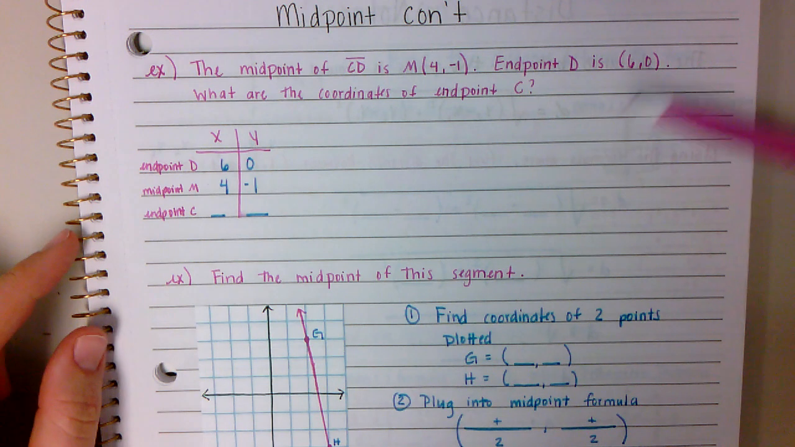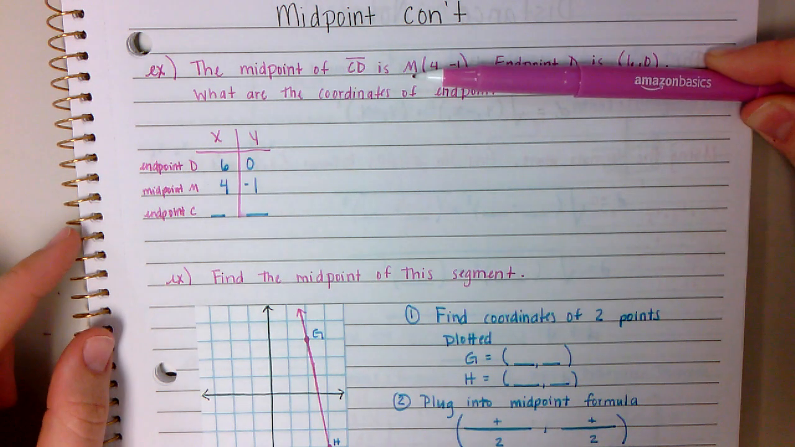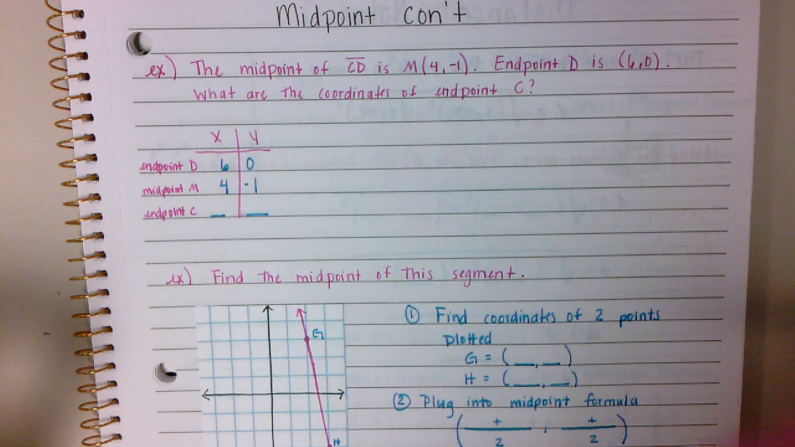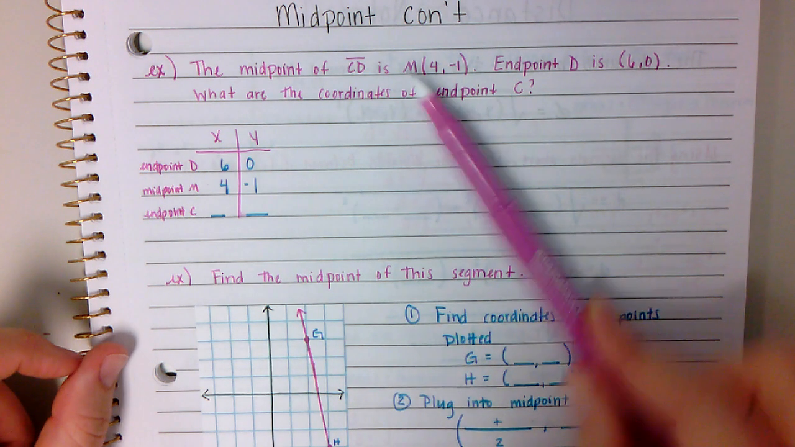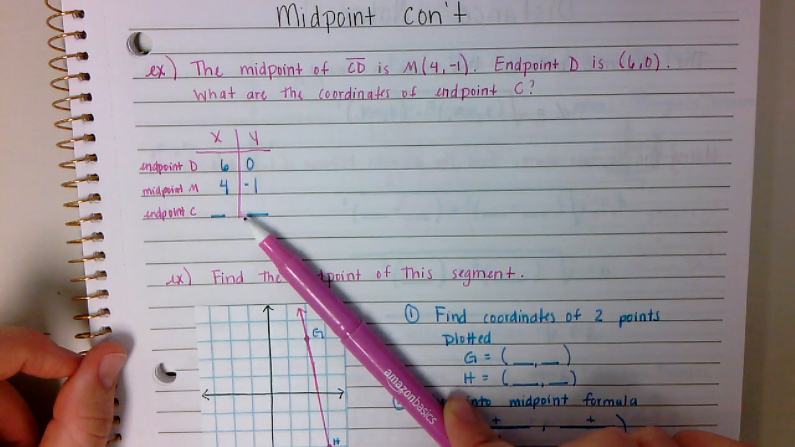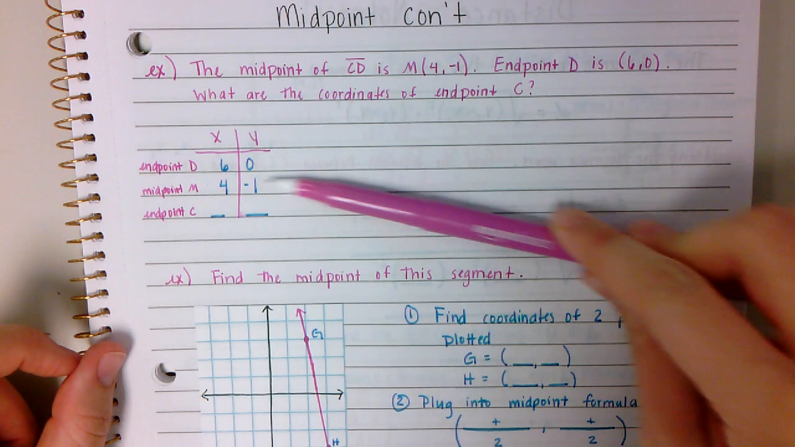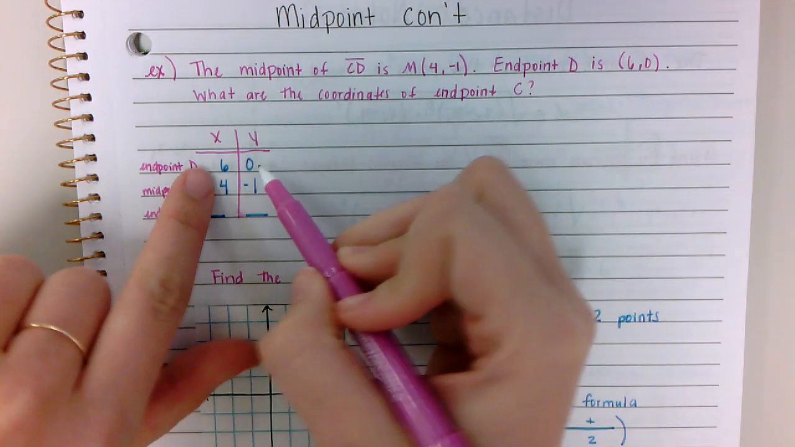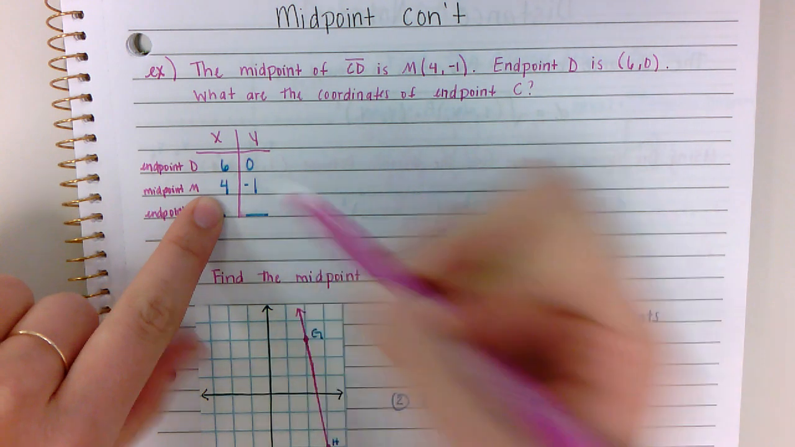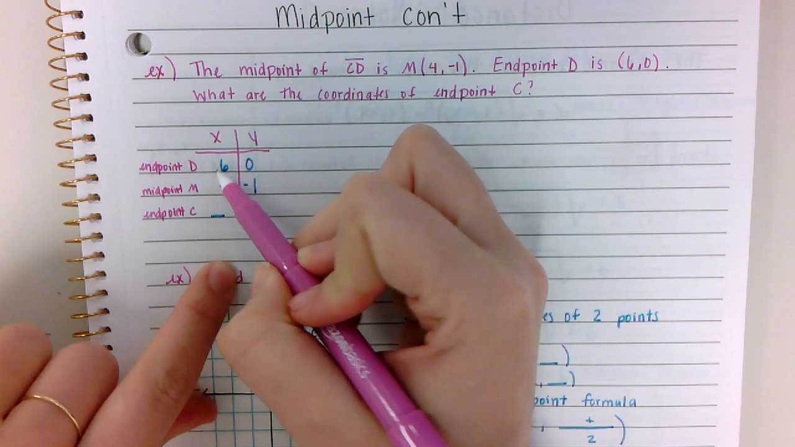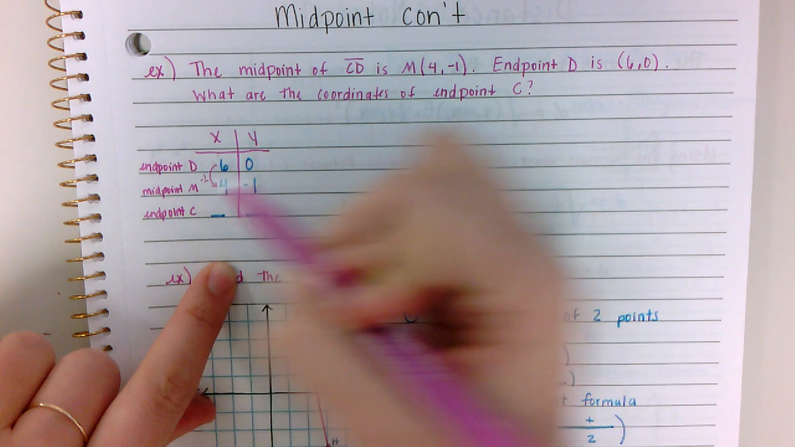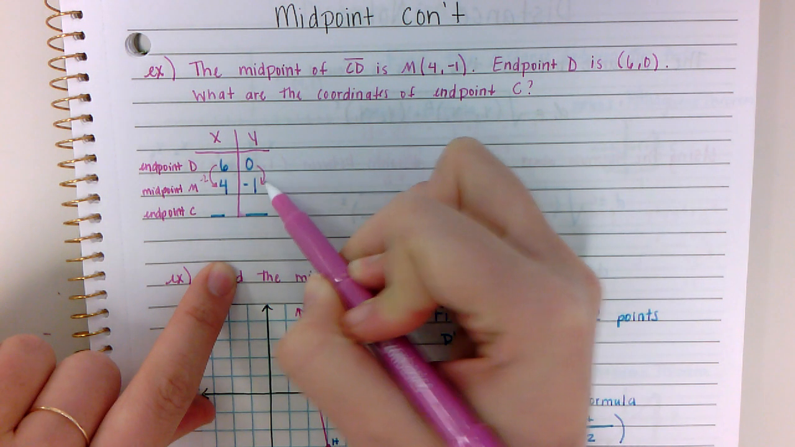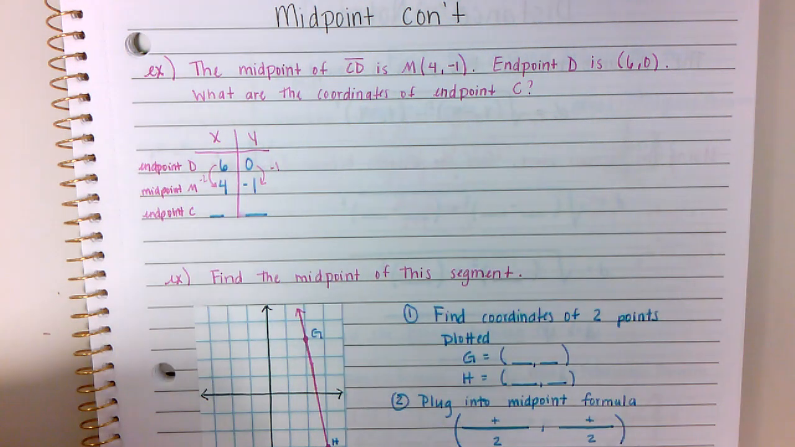Well, since they gave us one end and the middle, we're not looking for the midpoint. We wouldn't use the midpoint formula because they've already told us the midpoint. What we're looking for is the other end. So we're going to make our table and figure out what the pattern is. From the first endpoint to the middle, what are we doing to get to that number? From 6 to 4, we subtracted 2. And from 0 to -1, we subtracted 1.